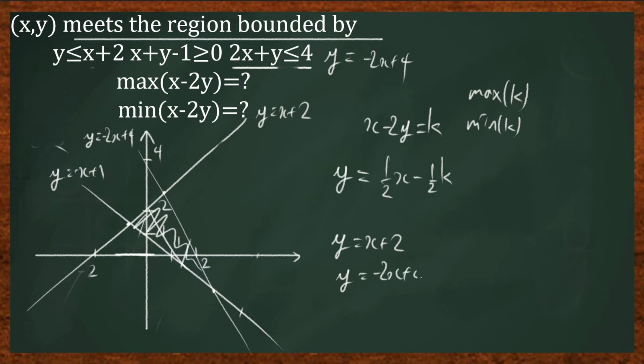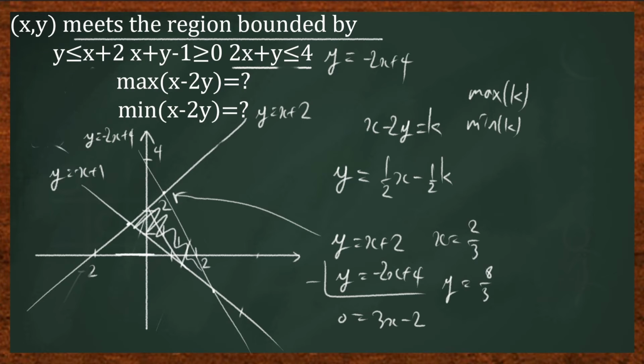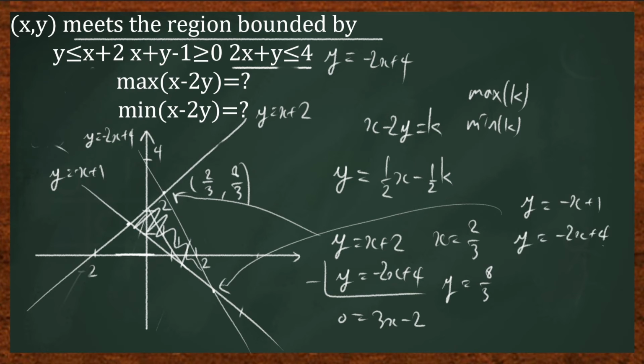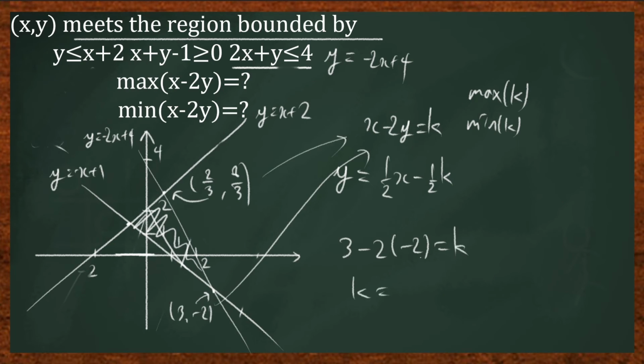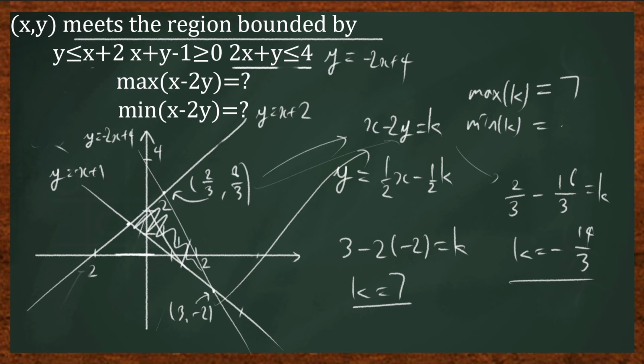Therefore, if we solve the simultaneous equations made by the linear equations, we will find the x and y coordinates, and the upper coordinate will be 2 over 3 and 8 over 3. If we solve it for the bottom one, it will be 3 comma minus 2. Therefore, if we put in these points, it will give the maximum and minimum of k. Thus, the maximum of k will be 7, and the minimum of k will be minus 14 over 3.